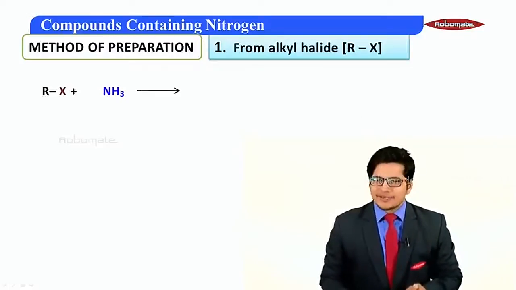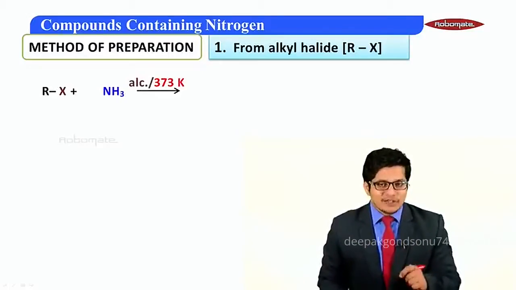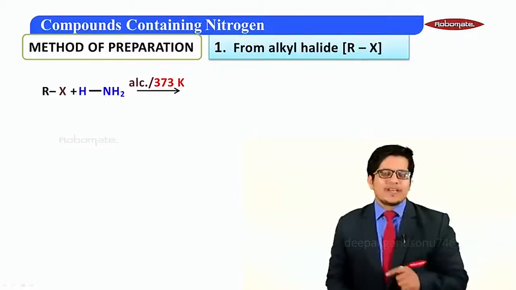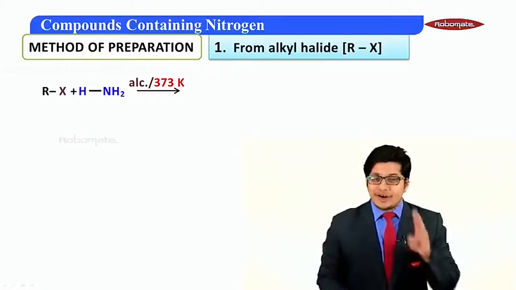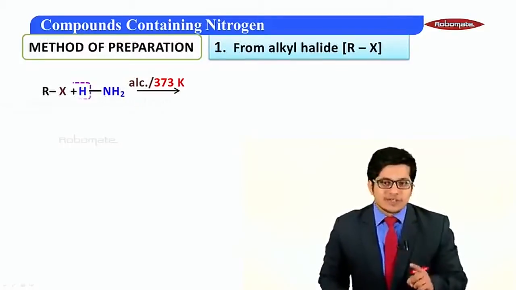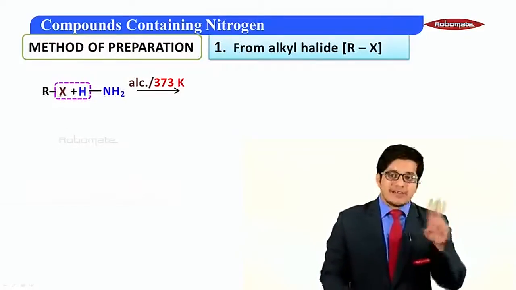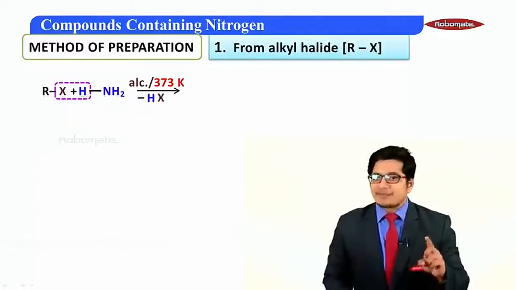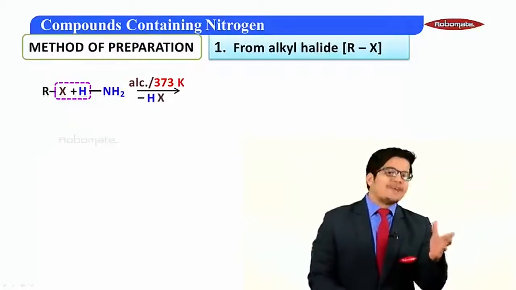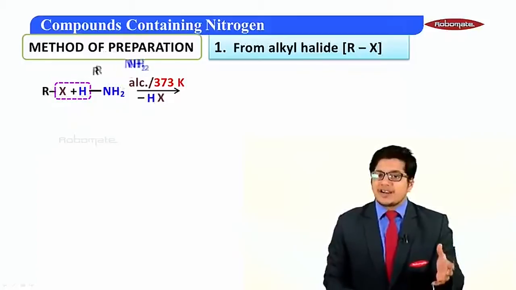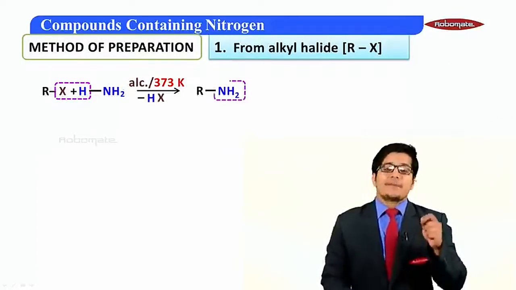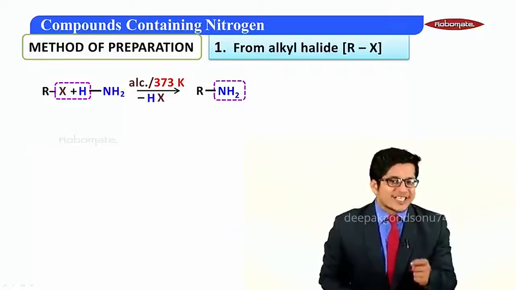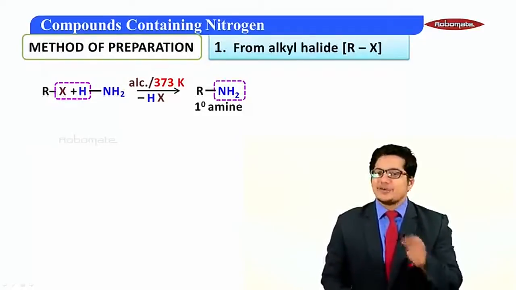Now what happens, students? Let's see. Nitrogen consists of one lone pair. Out of the three hydrogens of nitrogen, one hydrogen combines with the X, giving us HX as a byproduct. So what we are remaining with is RNH2, which is a primary amine because it consists of an NH2 group.